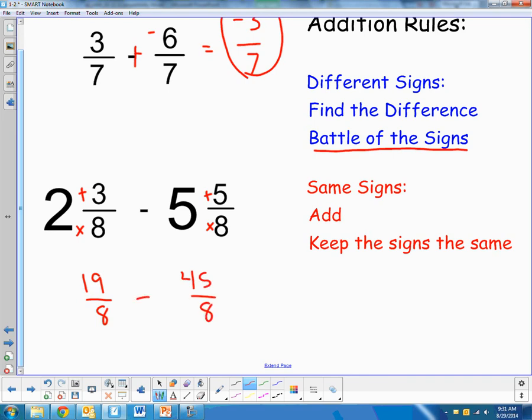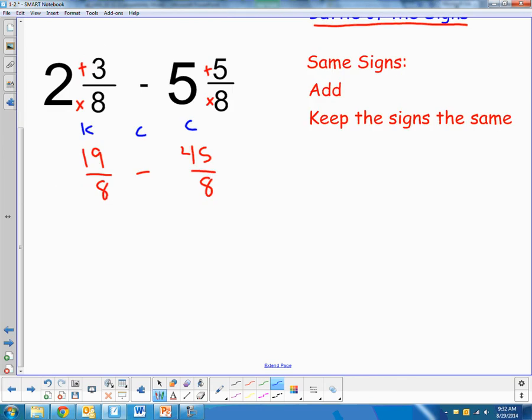But again, I don't have any rules for subtraction. So I'm going to have to keep, change, change. I'm going to keep the first number the same. I'm going to change the sign to an addition. I'm going to change the sign on the next number. So if I do that here, I'm going to end up with 19/8 plus -45/8. Now I can use my addition rules. They have different signs. So I find the difference, different difference, different difference.